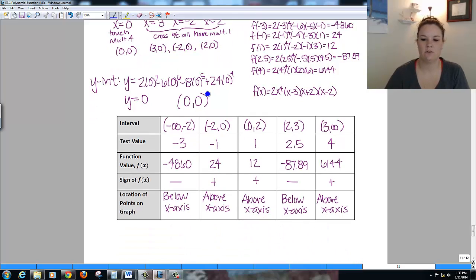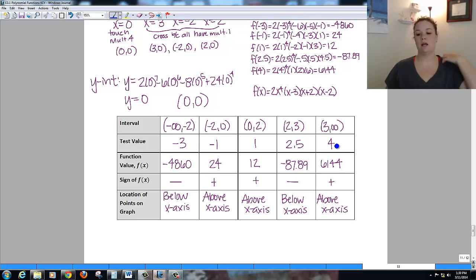So I have an interval from negative infinity to negative 2, negative 2 to 0, 0 to 2, 2 to 3, and 3 to infinity. I pick a point from each interval to see whether my y's will be above the x-axis or below the x-axis at that point. Okay, with these values, along with me knowing that it touches or crosses and what my end behavior is, I should get a decent picture.